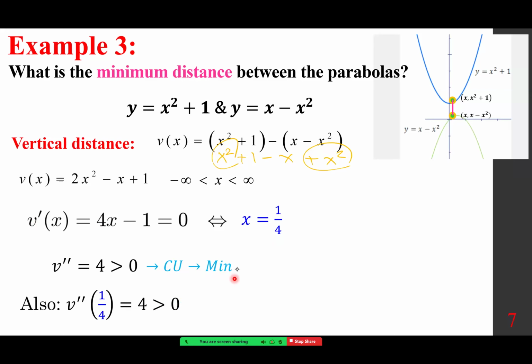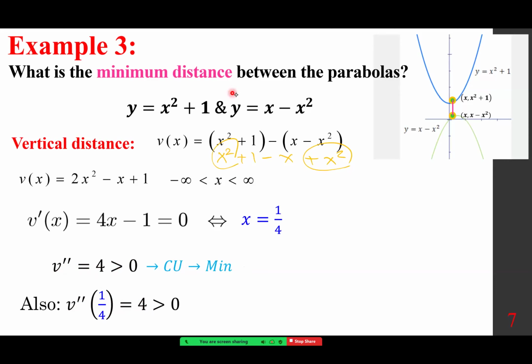And by the way, when V double prime is a number, V double prime when x is 1/4 or any other number is the same thing. Whether you mention that or not is not important, as long as you understand. When a function is independent of x, it's always the same. So v double prime at any number is always 4. And that means the function is always concave up. And concave up looking like that gives us the minimum. So the minimum occurs when x is 1/4.